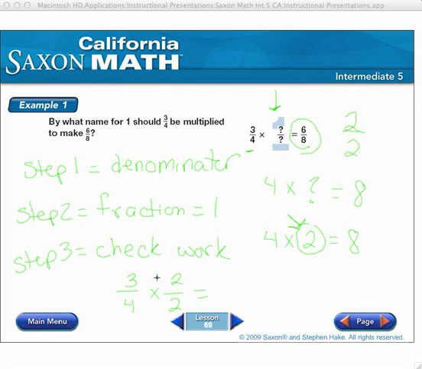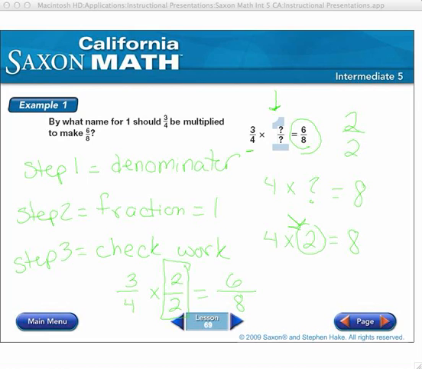When I multiply fractions, I multiply the numerators. 3 times 2 equals 6. And I multiply the denominators. 4 times 2 equals 8. So yes, 3/4 times 2/2 does equal 6/8. So what is that question mark fraction equivalent to 1? My answer then that I box is 2/2.